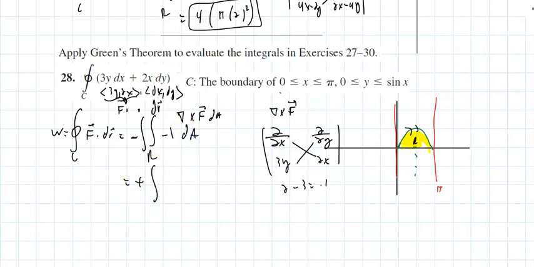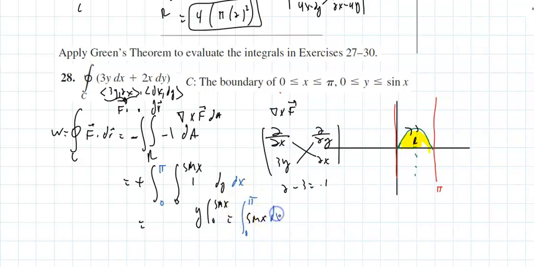And how am I going to do this? I'm going to run this from x equals 0 to pi, and I'm going to run y from 0 to the sine of x. And there's a 1 there. And that's pretty much it. So that is y evaluated from 0 to the sine of x. So that would be the sine of x, and I'm going to integrate that from 0 to pi with respect to x.